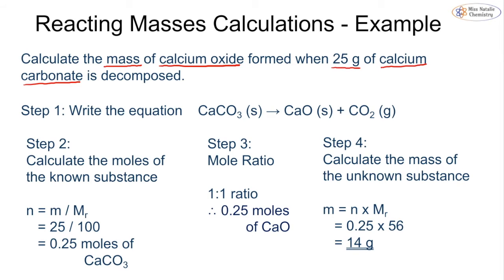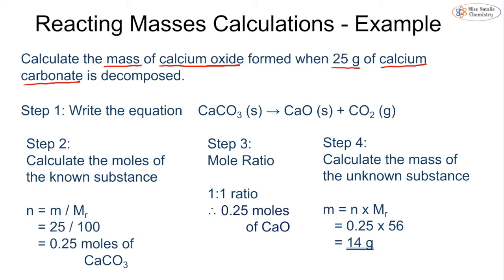So the first thing that we do is we write the equation for the thermal decomposition. So we have CaCO3 for our calcium carbonate, decomposing into calcium oxide and carbon dioxide. That is already balanced, so now I can move on to step 2.